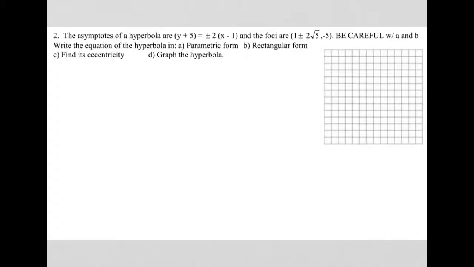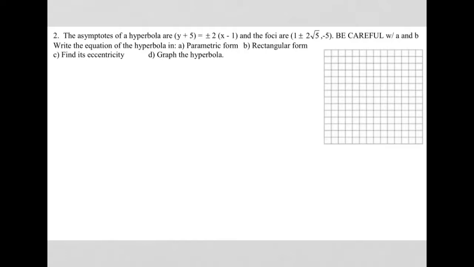Alright, problem number 2. The asymptotes of a hyperbola are y plus 5 equals plus or minus 2 times the quantity x minus 1, and the foci are 1 plus or minus 2 times the square root of 5, negative 5. Alright, what do we want to do? Well, we want to write the equation of the hyperbola in parametric form, a rectangular form. We want to find its eccentricity, and we want to graph it.